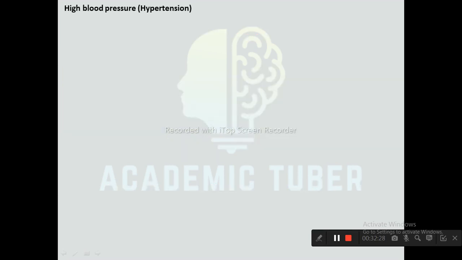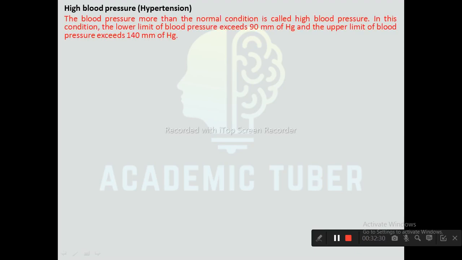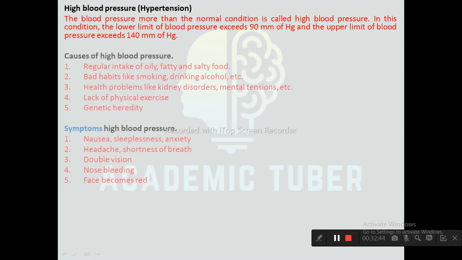High blood pressure, which is also known as hypertension. The blood pressure more than the normal condition is called high blood pressure, and in this condition the lower limit of blood pressure exceeds 90 mm of Hg and the upper limit exceeds 140 mm of Hg. Causes of high blood pressure.